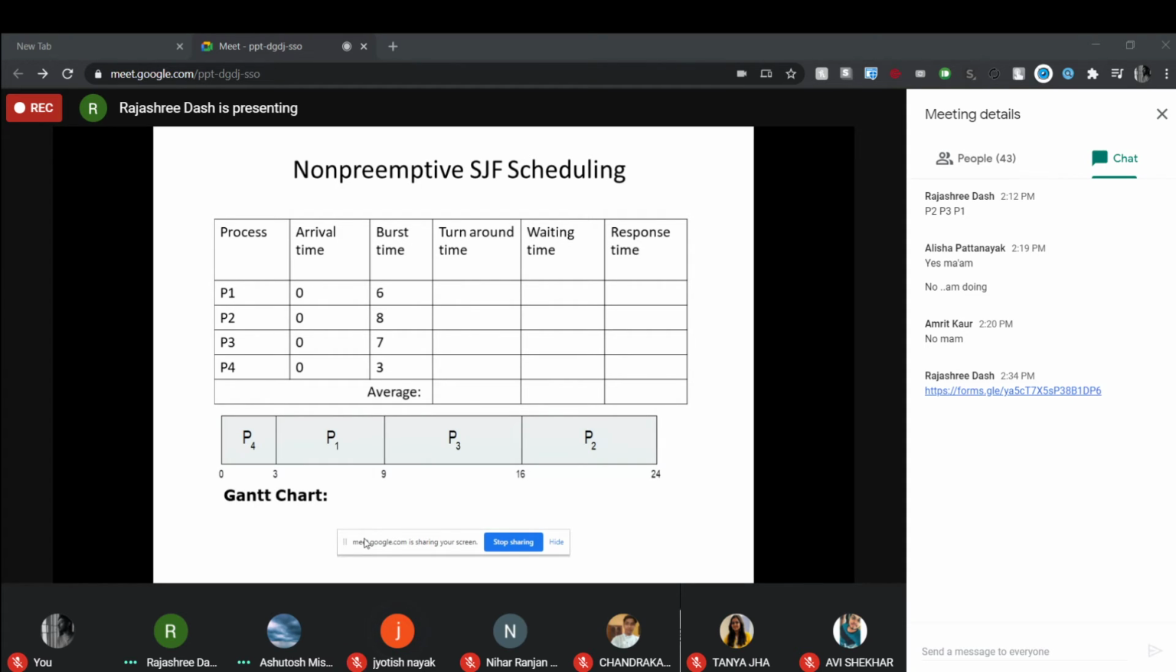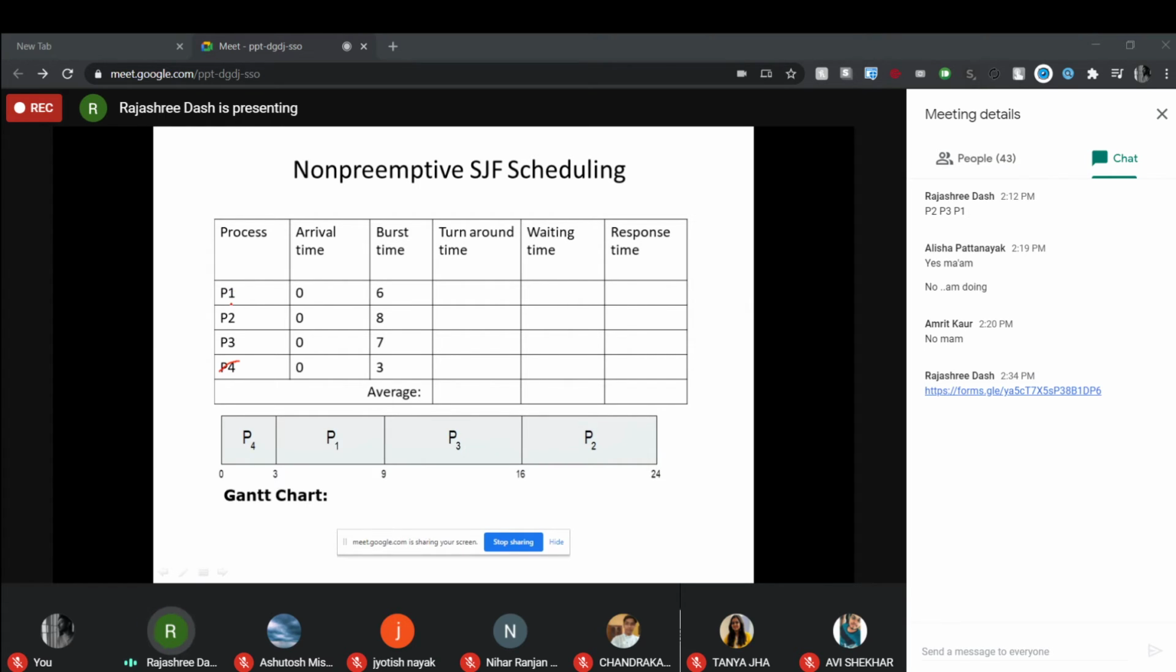P4, because P4 has the smallest CPU burst time, that is 3. So P4 will execute first. P4 will start at time 0. All of you simultaneously draw the Gantt chart corresponding to this problem. As the burst time is 3, it will continue up to 3. So now P4 has completed its execution.